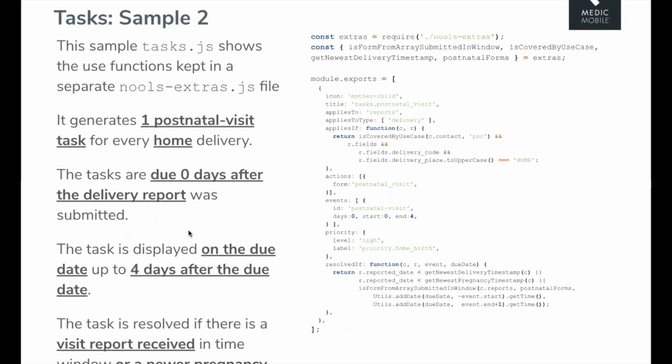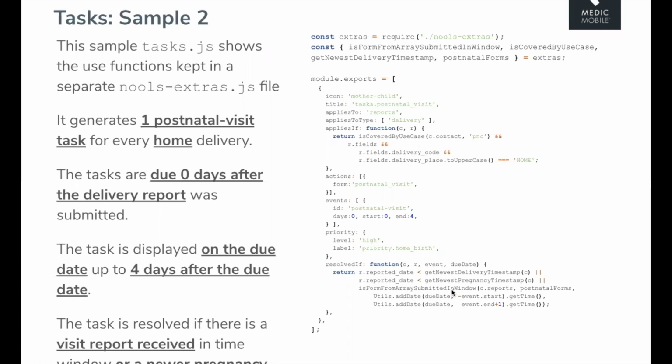So here are the key things you're looking at. One is the applies if, which has a function. And this function is covered by use case. So this function is not defined in the tasks.js, it's defined in the nulls extras. And another function that you'll see here is form from array submitted in window. So is that form submitted within a certain window? And this is also now defined in the nulls extras.